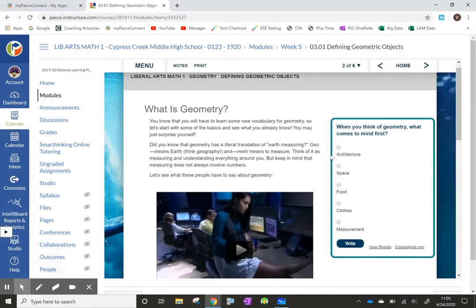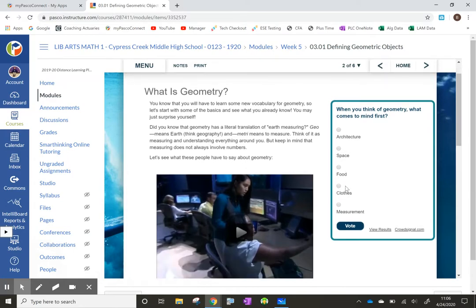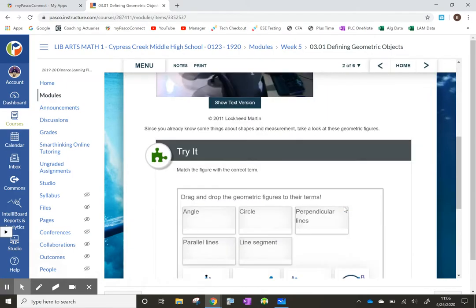So here's a little poll. You can answer. It's not a yes or no question. It's kind of a vote, and there's no right or wrong. It's just, what do you think of when you think of geometry? You can click on one of those and see how your opinion stacks up with others. Do you think of architecture, space, food, clothes, or measurement when you think of geometry? What first comes to your mind?